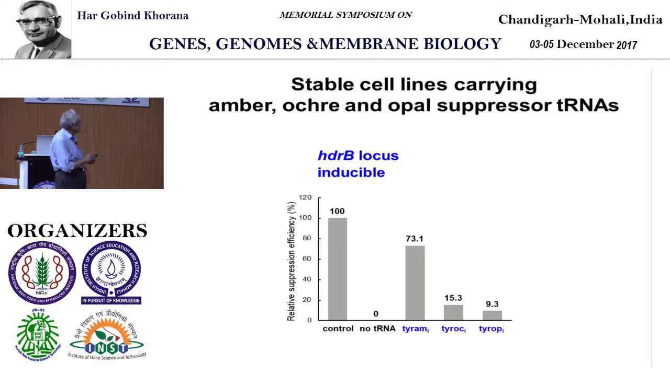And similarly, with the hydro-B locus, if we have amber suppressor, you get that. If we have ochre suppressor, you still get suppression. Opal suppressor, we still get suppression. So you can get a wide range of suppressors, amber, ochre, opal, with amino acids inserted being serine could be one, tyrosine could be one, glutamine could be another, and so on. So this is really where things stand.